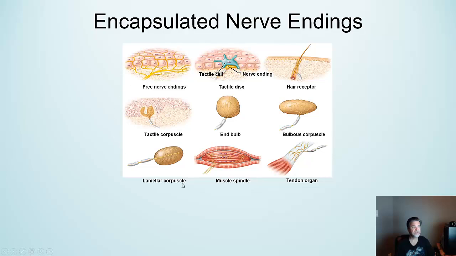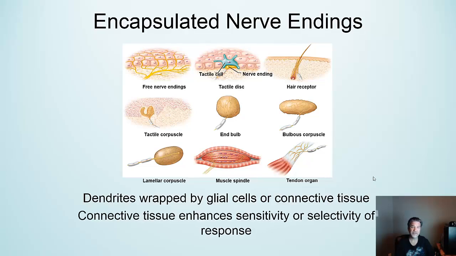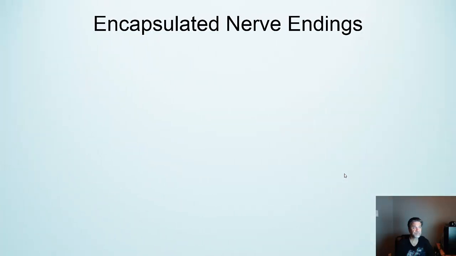The rest of these types of receptors are termed encapsulated receptors, and they're wrapped by some type of glial cell perhaps, or even some connective tissue. This helps to enhance their sensitivity to the stimulus. Some of these may be responsive to deep pressure. It's going to be encapsulated and covered so that the deep pressure will influence that connective tissue that surrounds it and cause it to deform, and that will stimulate the neuron that's inside it.